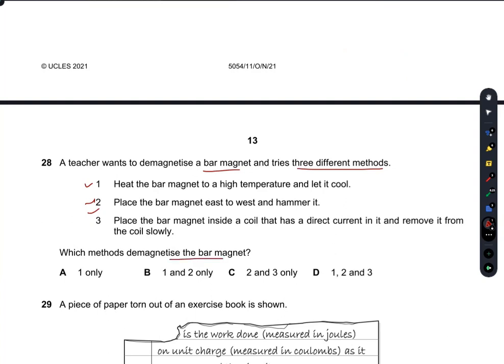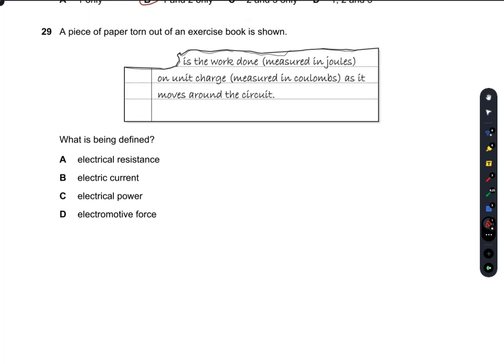Okay. So heat the bar magnet to a high temperature and let it cool will definitely help the teacher demagnetize it. So one is true. Place the bar magnet east to west and hammer it. Yes, this is true again. Place the bar magnet inside a coil that has direct current in it and remove from the coil slowly. This is true only when alternating current, AC, is used. Here he uses direct current, so 3 is incorrect. Only 1 and 2 are right. So B is the right answer.